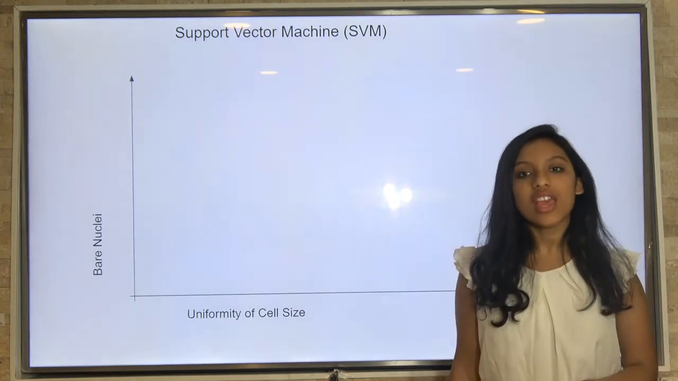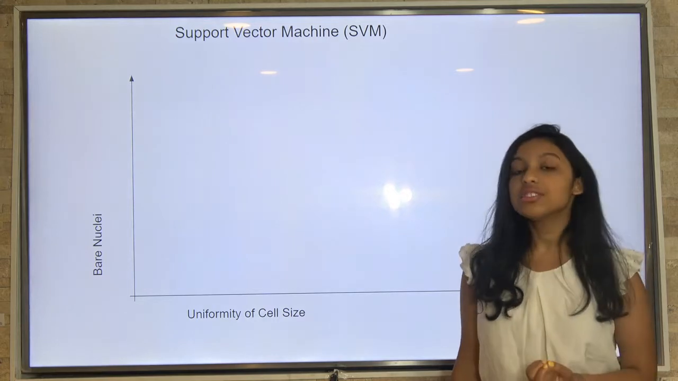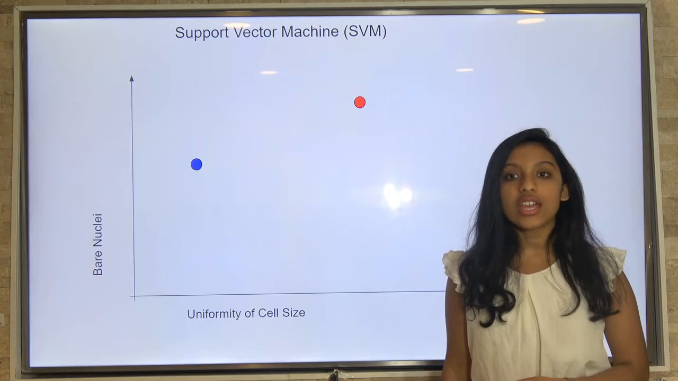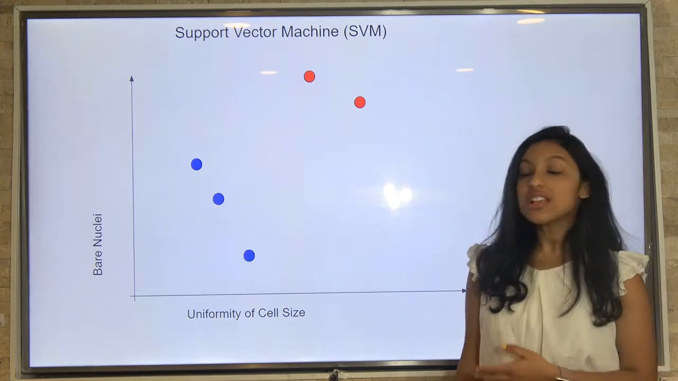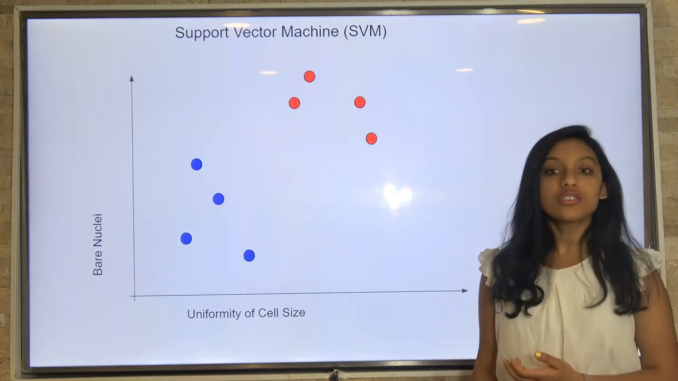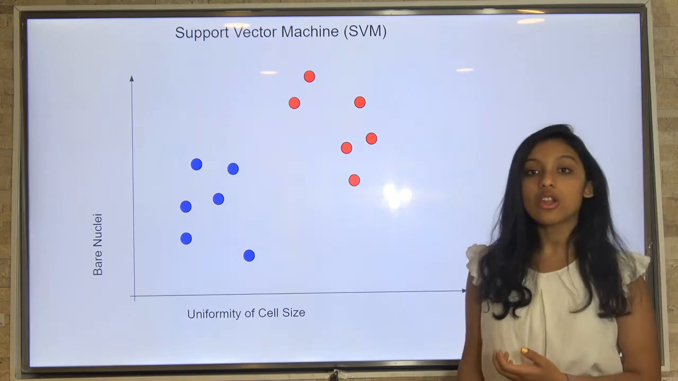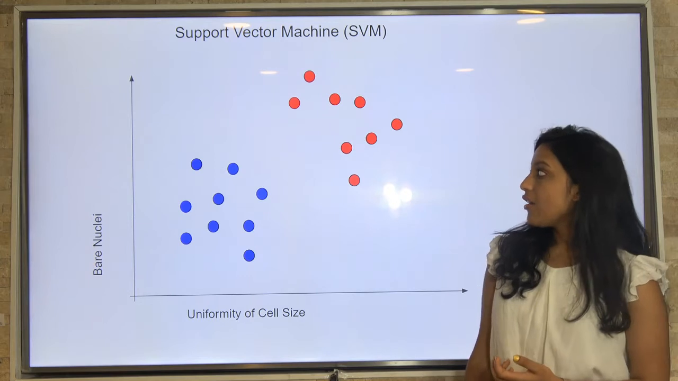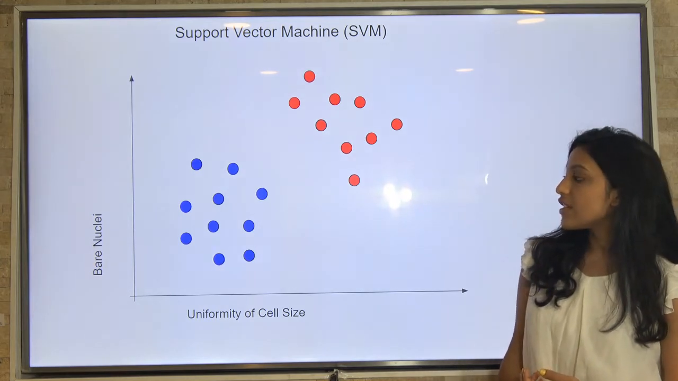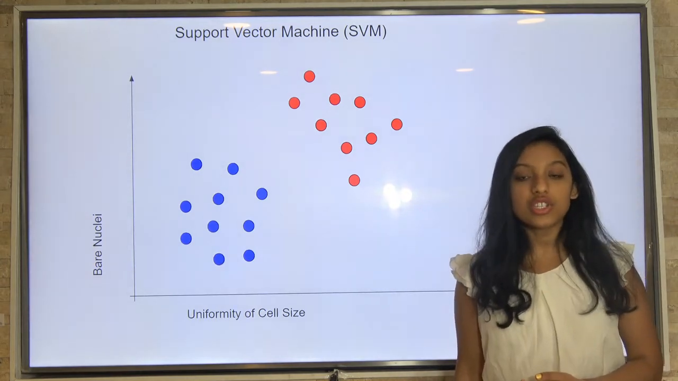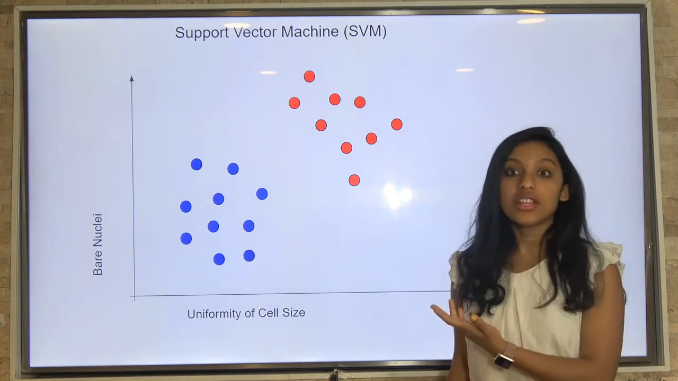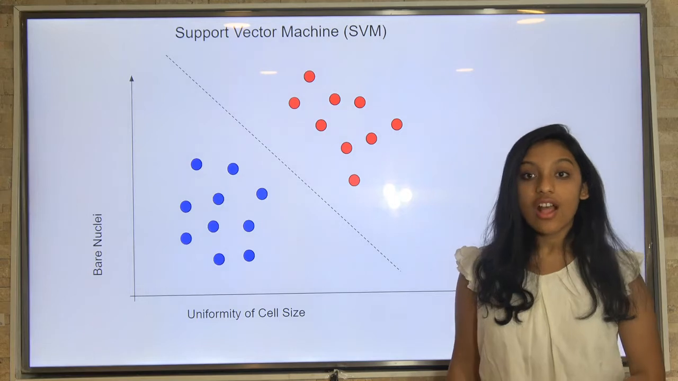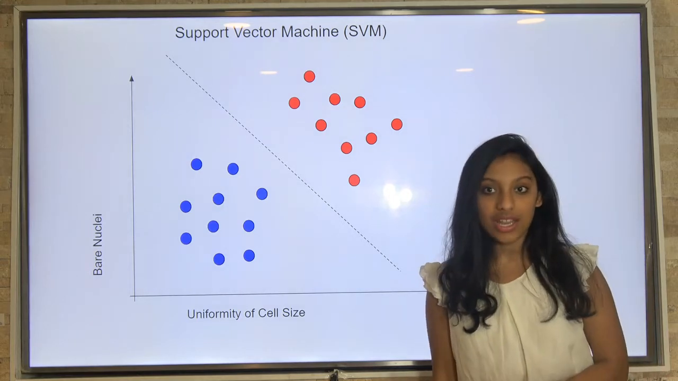The thing about SVMs, we need labeled data to start out with. So as we plot our data, along with identifying the uniformity of cell size and the bare nuclei, we also need to identify whether it's benign or malignant, done by color here. So, after we've plotted all the data, as you can see, there's a clear distinction between benign and malignant tumors, and we can separate them by drawing a line here. This is called a hyperplane.